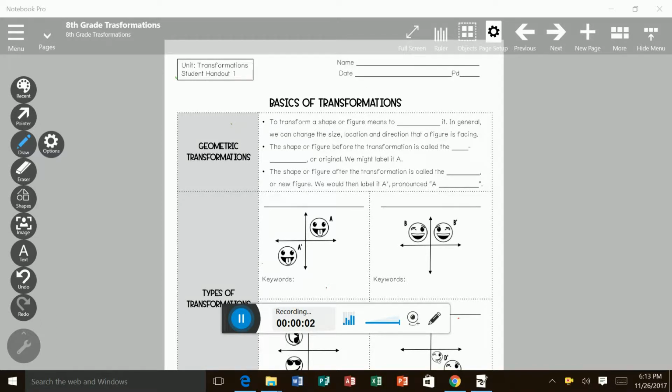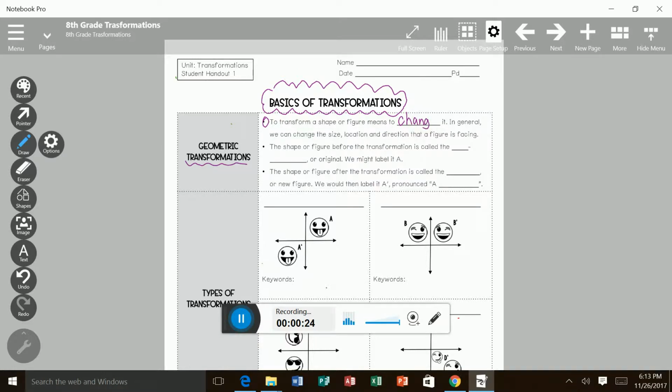Okay, here we have student handout 1. This is your new unit, Basics of Transformations. Transformations are all about geometric changes of shapes that go on a coordinate plane. So let's start right here at the first bullet. To transform a shape or figure means to change it.